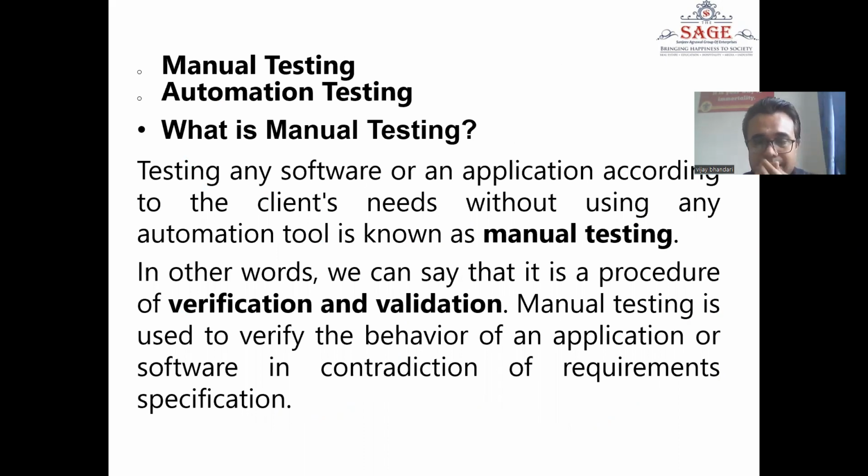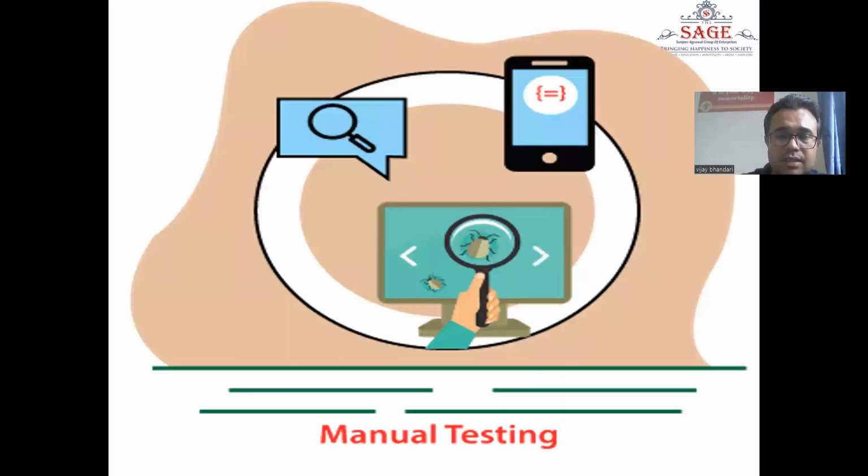In other words, we can say that it is a procedure of verification and validation. Manual testing is used to verify the behavior of an application or software against the requirement specification. So this is the manual testing.